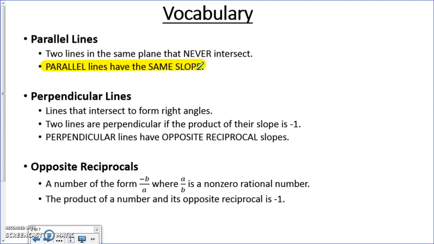Perpendicular lines: lines that intersect to form right angles. Two lines are perpendicular if the product of their slopes is -1. Perpendicular lines have opposite reciprocal slopes. This is also very important.